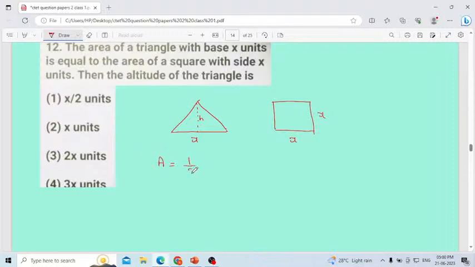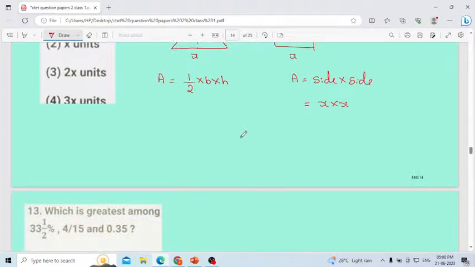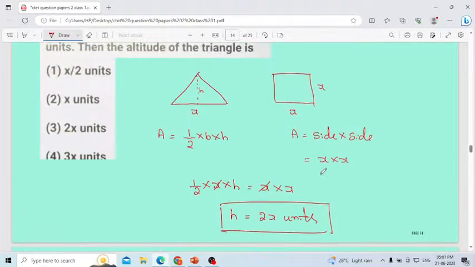You know the formula to find the area of a triangle: half into base into height. The area of a square will be side into side, which is x into x. Both areas are equal, so you can equate. Half into base, here given x, into height, will be equal to x into x. X will get cancelled. Then height will be equal to 2x units. Very simple, easy problem. Option 3 is the correct answer.